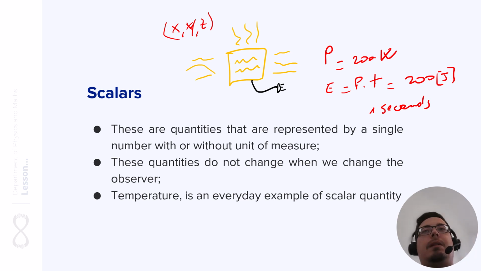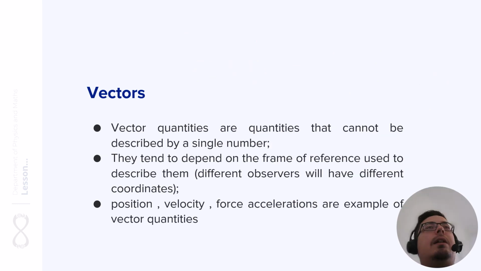Okay, so scalars can be summed together. Sometimes temperature cannot be summed, but the energy can be summed together and can be multiplied together, for example. So scalars are numbers with or without a unit of measure. That's important. What are vectors instead?